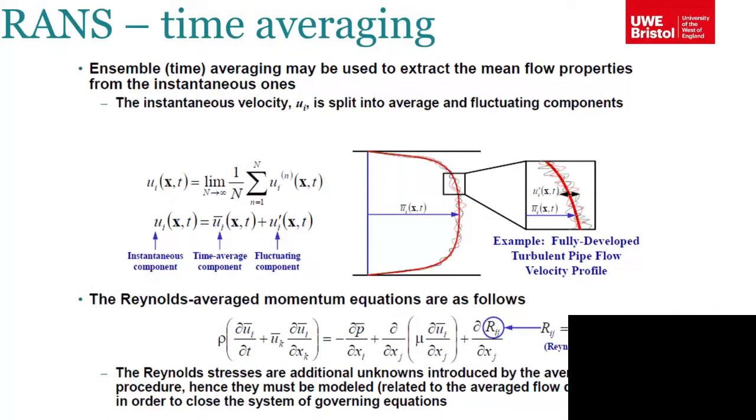Now this is what happens when you time average. That will be your mean flow. That is what the Reynolds averaged Navier-Stokes equations will give you: a picture of the mean flow, not the random components.